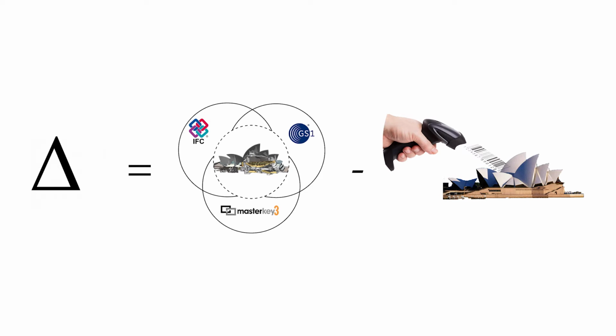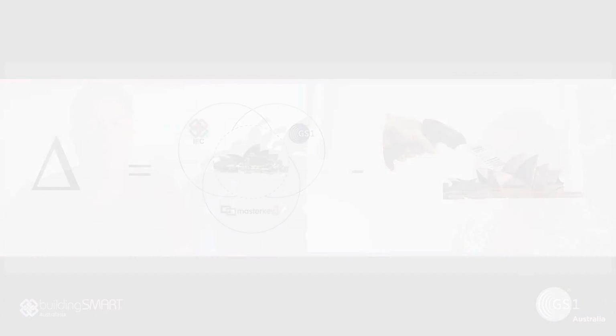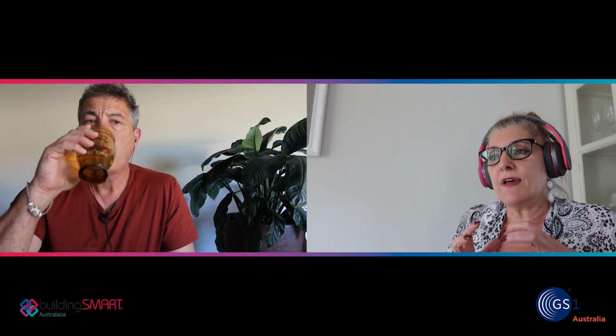Yeah, so the foundations of the GS1 standards is really the sophistication of unique and unambiguous identification, because you really need to have certainty about what something is.